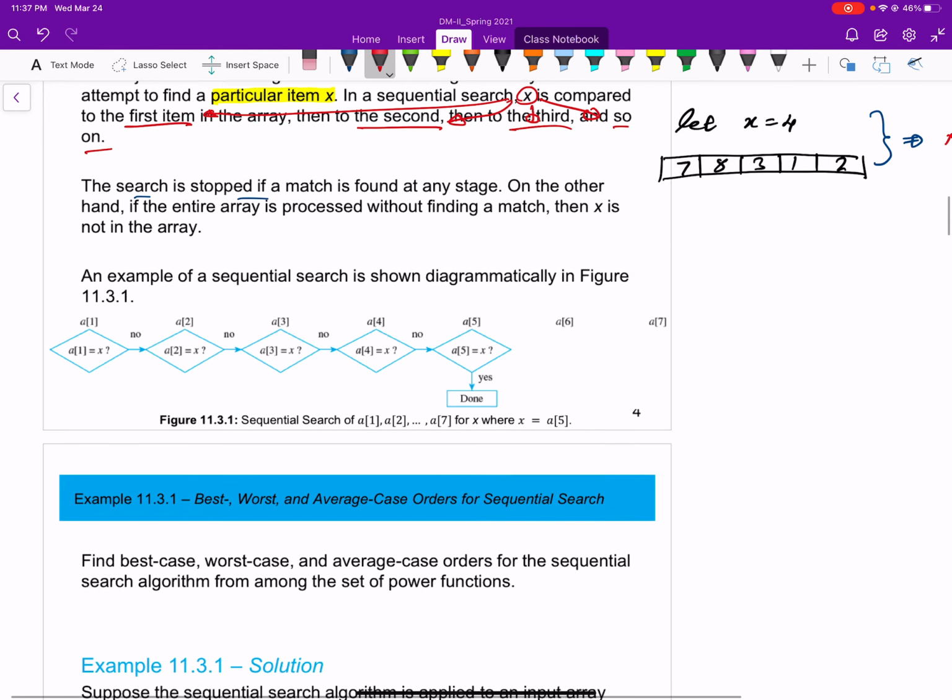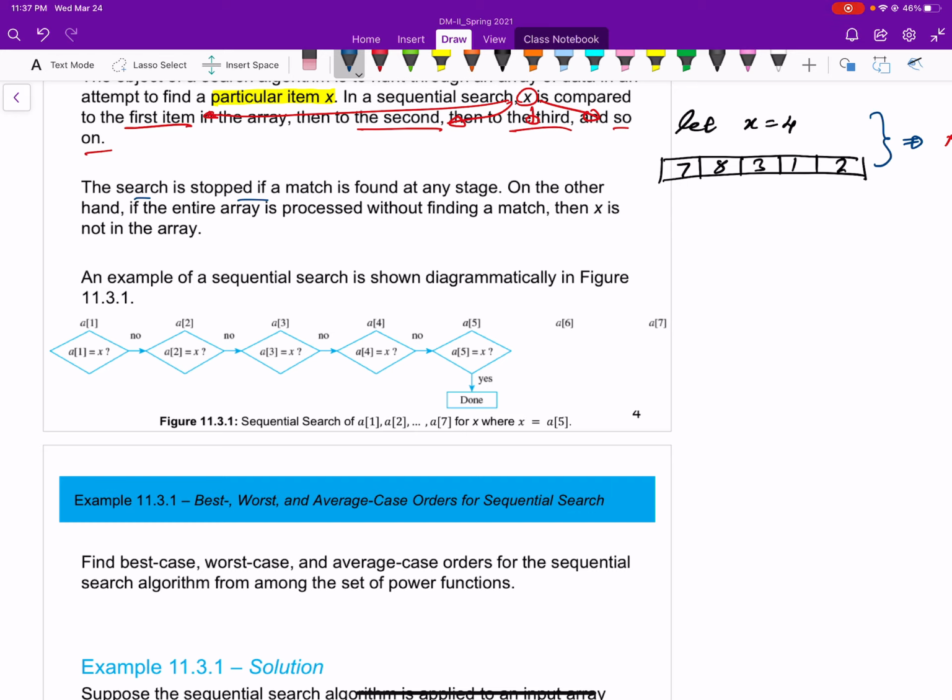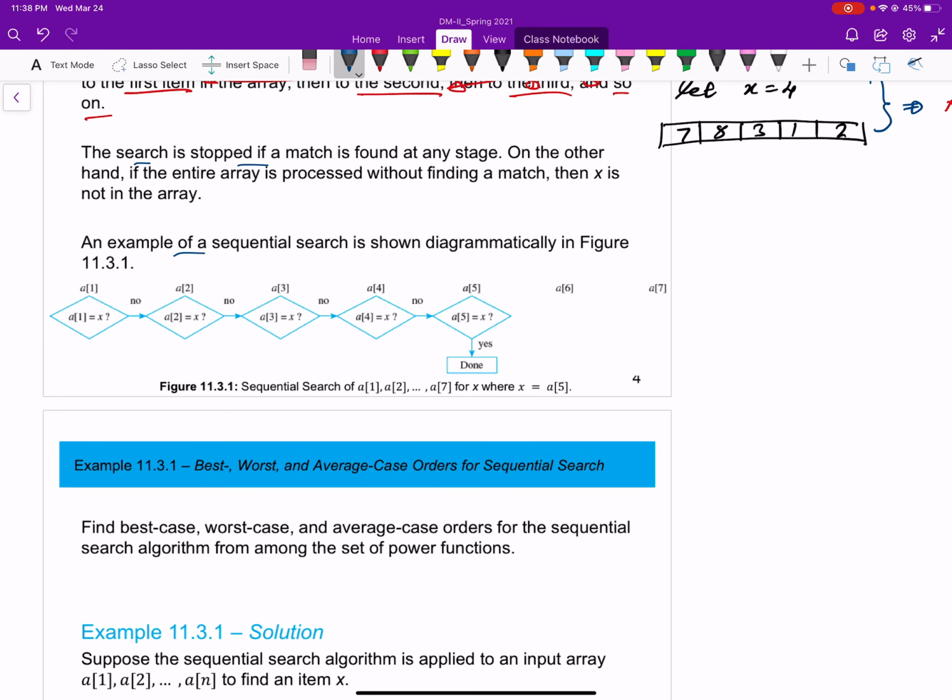All right, so go forward. An example of a sequential search algorithm is shown dramatically in figure 11.3.1. Now in this algorithm, you are searching for x. It has these elements: the first element, second, third, fourth, fifth, sixth, seventh. Now you have been given x. You search whether the first element is x. If no, then you move in that direction.